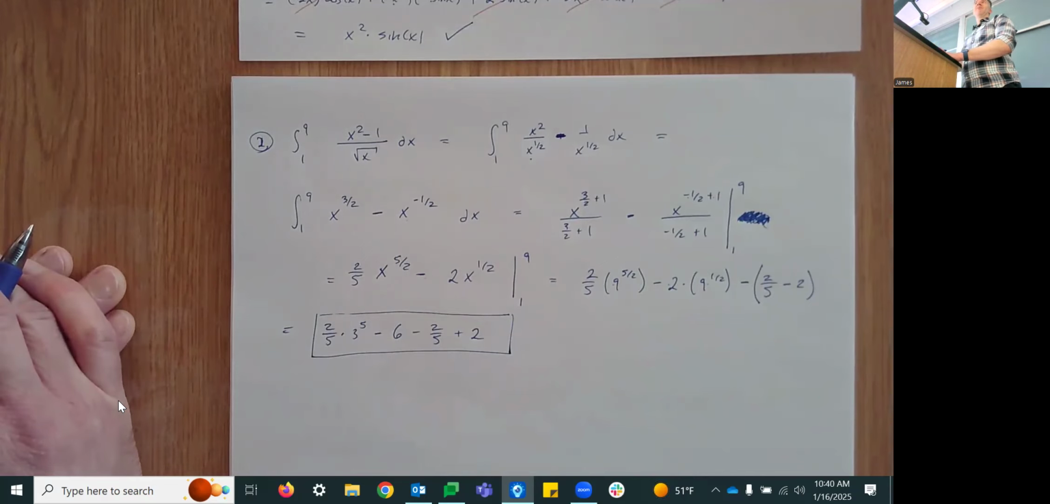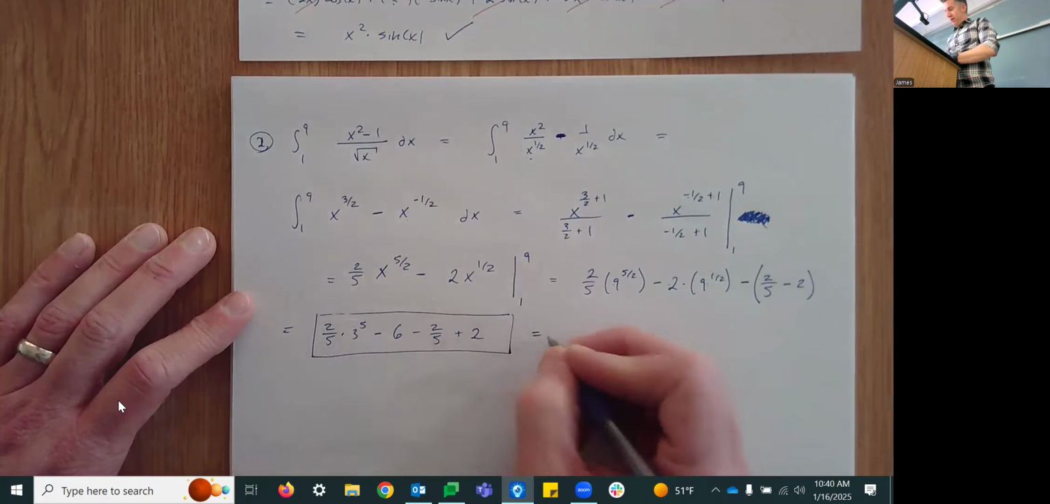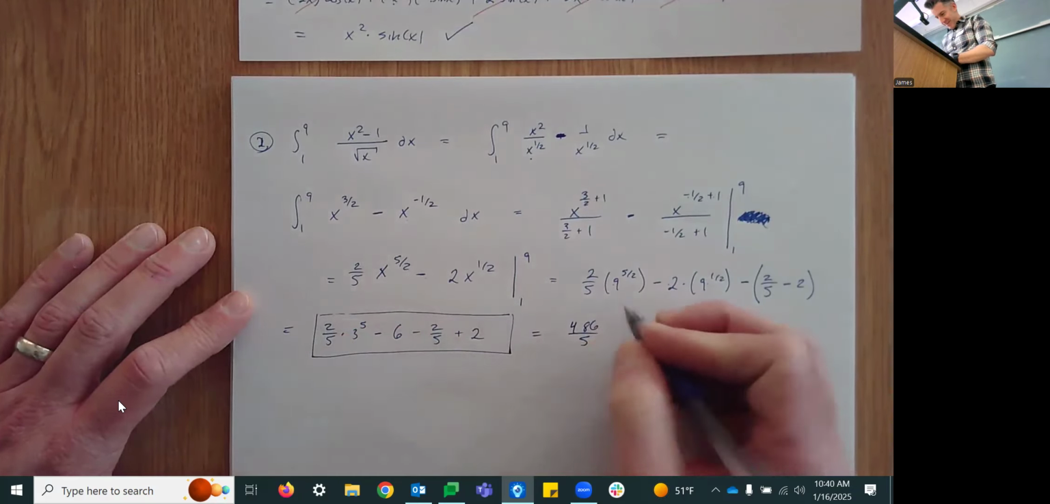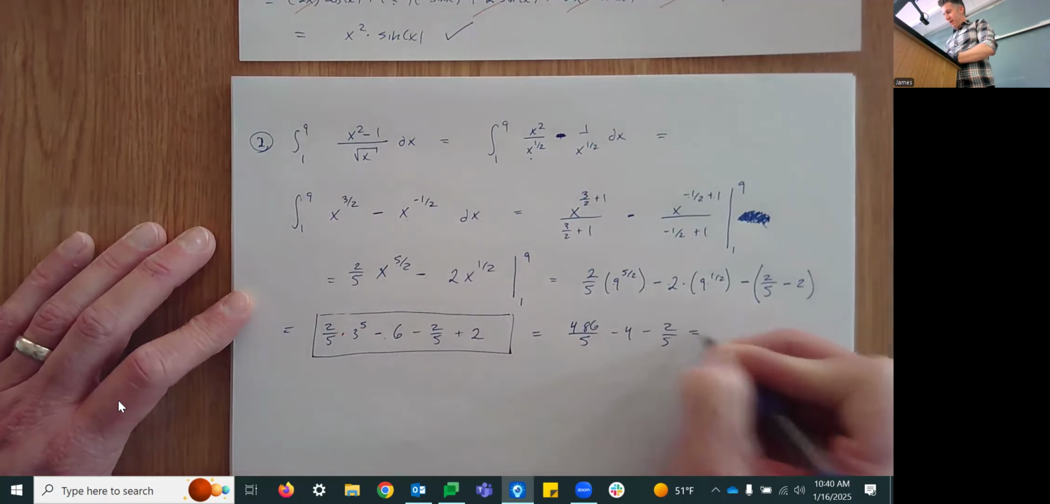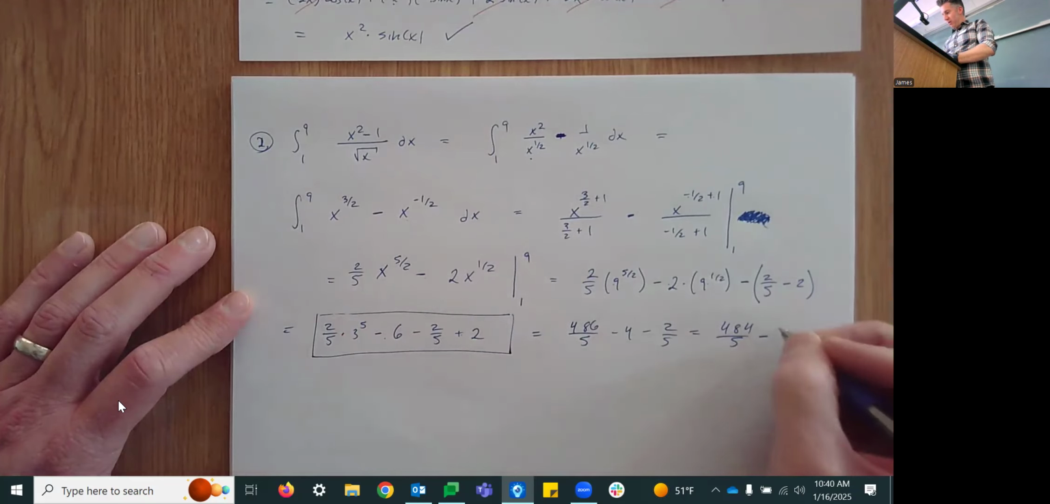Okay, fine. So anyway, 3 to the 5th is 243 times 2 is 486 divided by 5. Minus 6 plus 2 is minus 4, minus 2/5. So we end up getting 484/5 minus 20/5, which simplifies as 464/5.